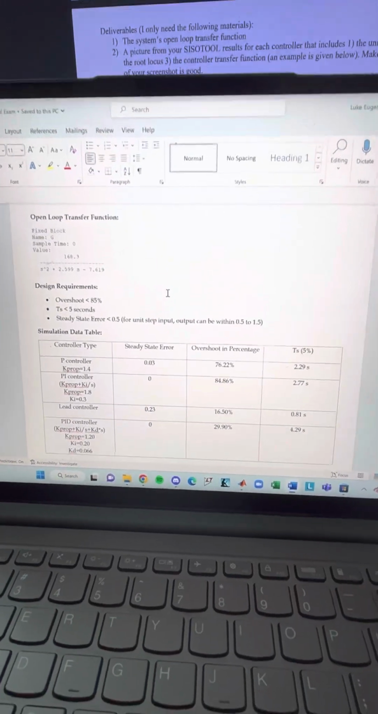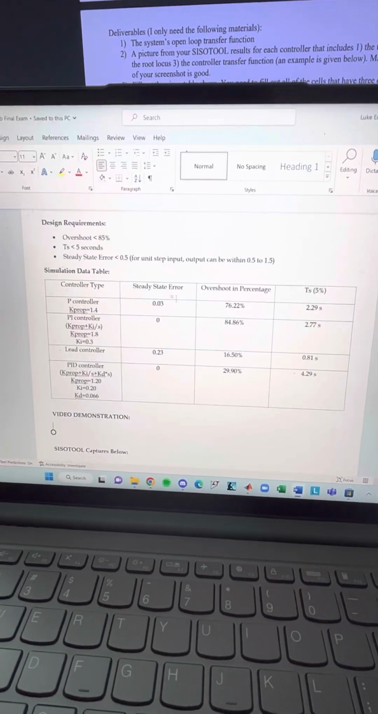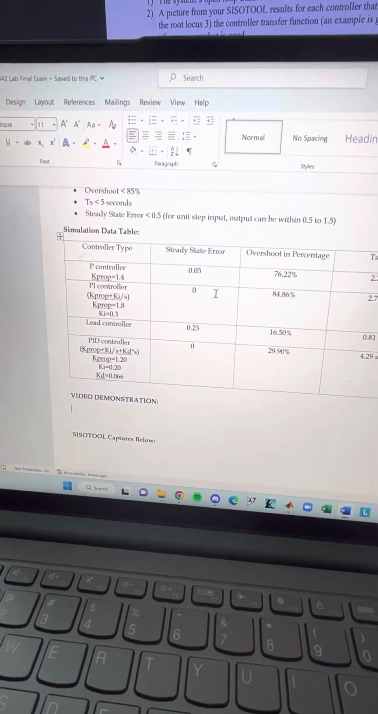Hello, so these are my results for designing the 4 controllers on MATLAB for the lab final.